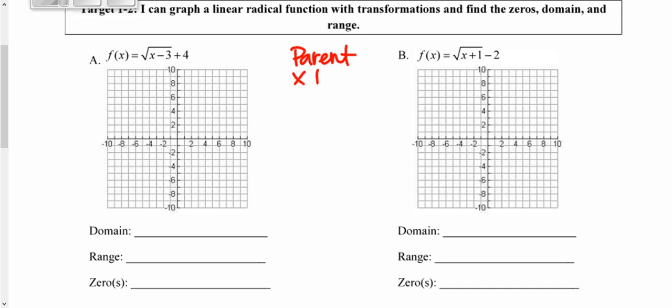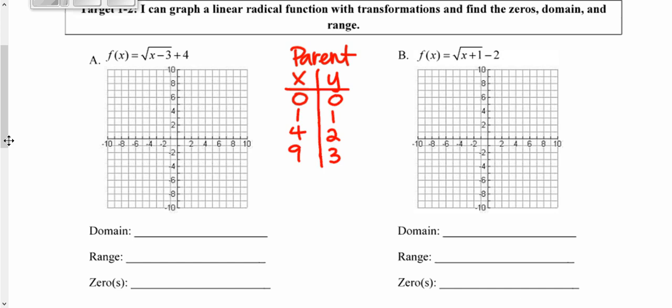So this is your square root function, which means we're going to have all perfect squares as your x values. So the smallest perfect squares are 0, then 1, then 4, then 9. And then the square roots of those numbers: square root of 0 is 0, square root of 1 is 1, square root of 4 is 2, square root of 9 is 3. So that's the parent function we're going to base everything on today.